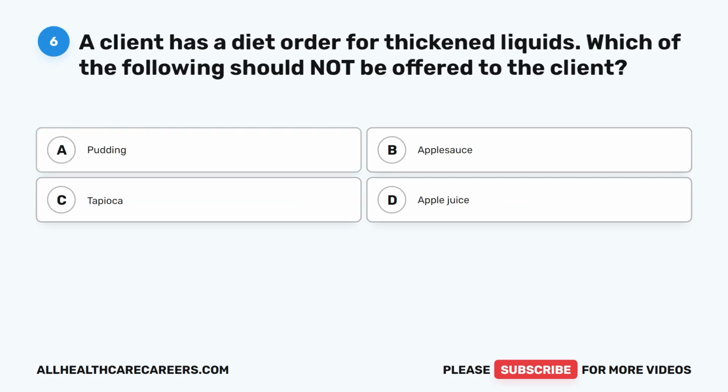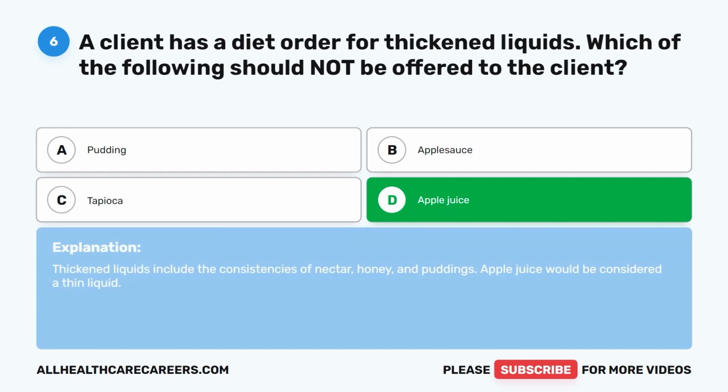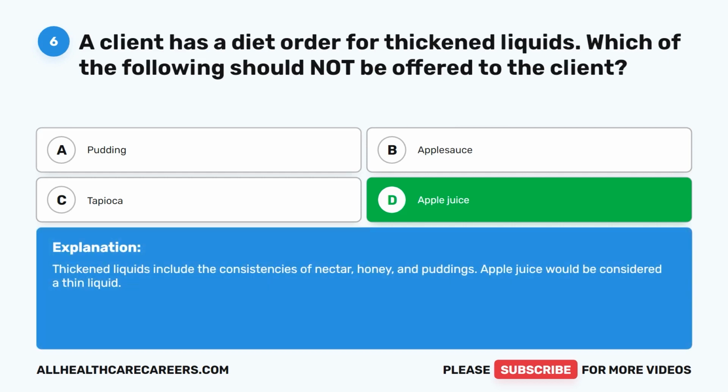Question 6. A client has a diet order for thickened liquids. Which of the following should not be offered to the client? A. Pudding. B. Applesauce. C. Tapioca. D. Apple juice. The correct answer is D. Apple juice. Thickened liquids include the consistencies of nectar, honey, and puddings. Apple juice would be considered a thin liquid.